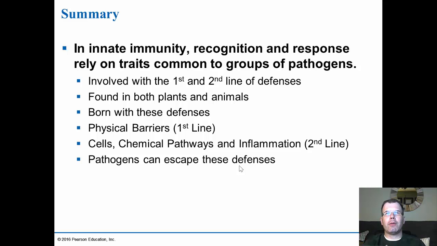And again, we talked about the first and second lines and what they are. And again, there are pathogens that can escape these defenses. And so for higher vertebrates, like I said, we have an adaptive line, which we're going to talk about next time. And with that, we've talked about innate immunity. Hopefully you got a better understanding about that.